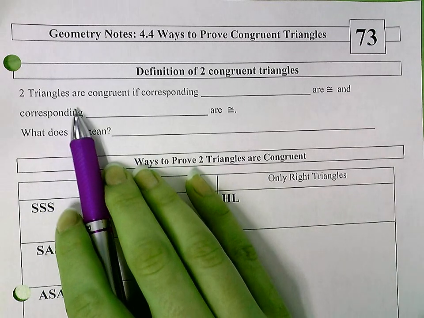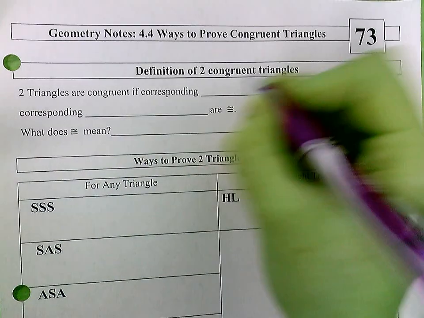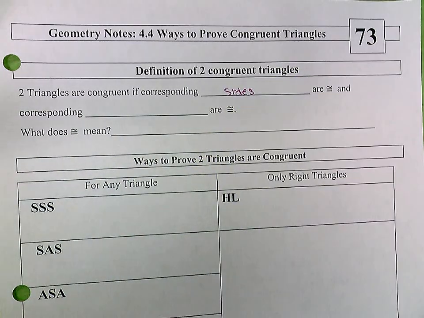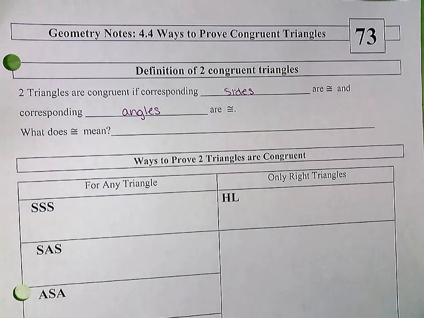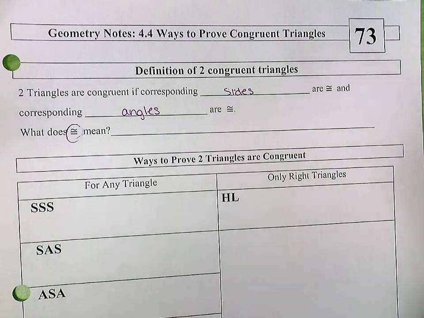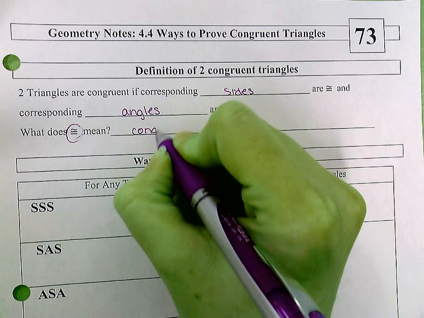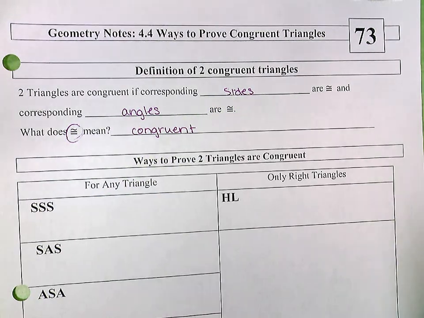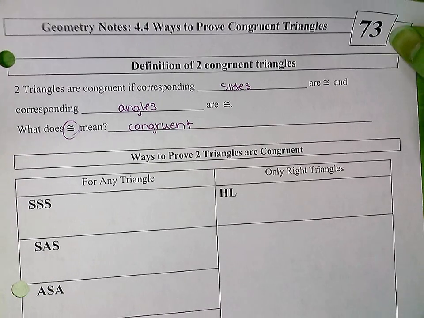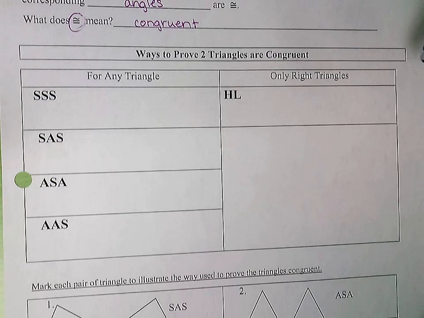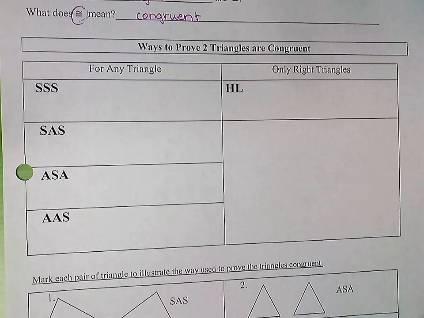So first off, two triangles are congruent if corresponding sides are congruent and corresponding angles are congruent. The symbol here, again, does mean congruent. Okay, so they have that same measure, they're equal to each other, they are congruent. So our different ways for proving two triangles congruent, we have 5.